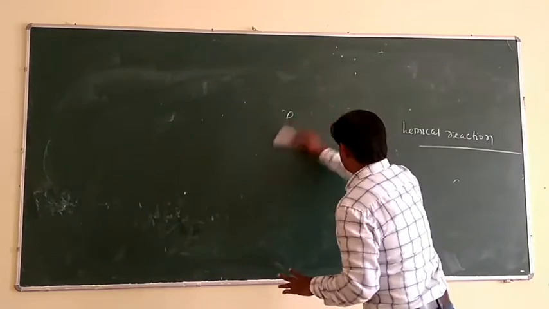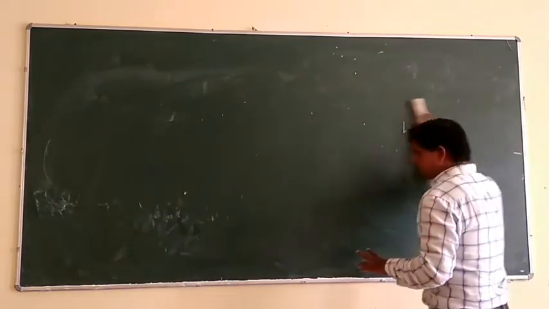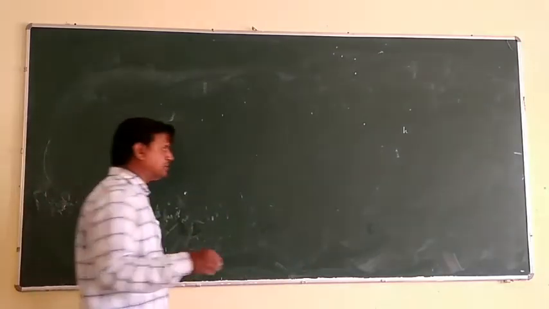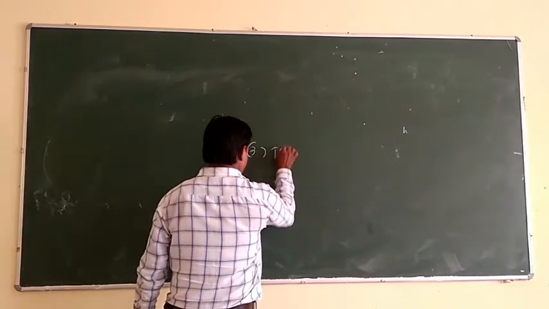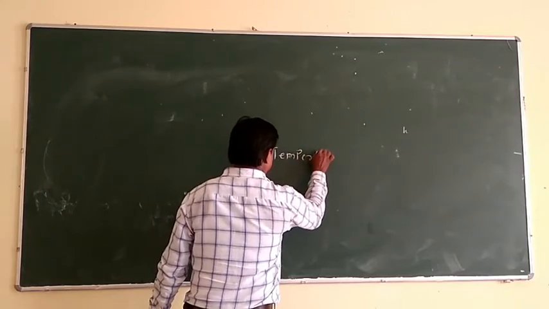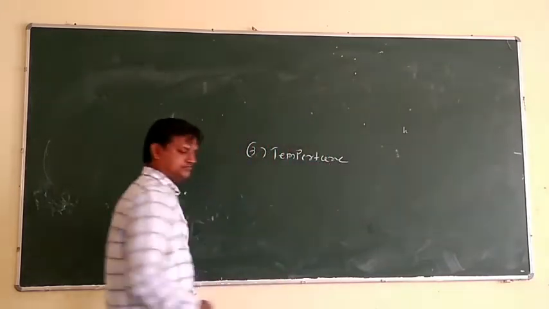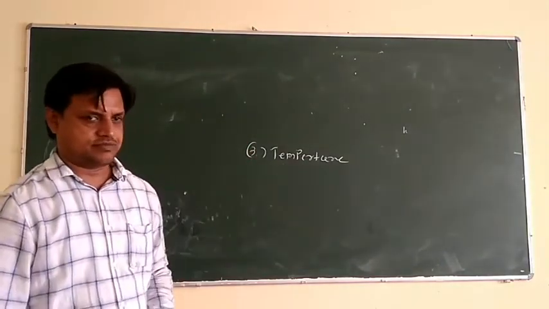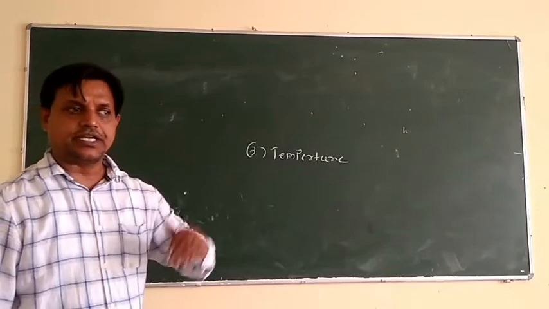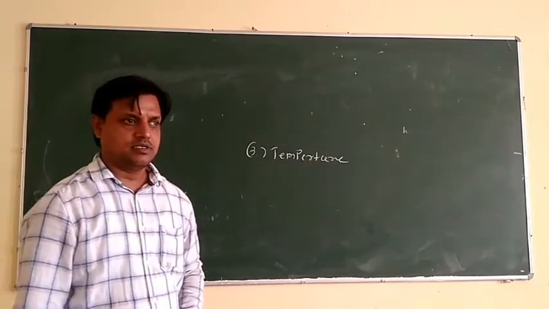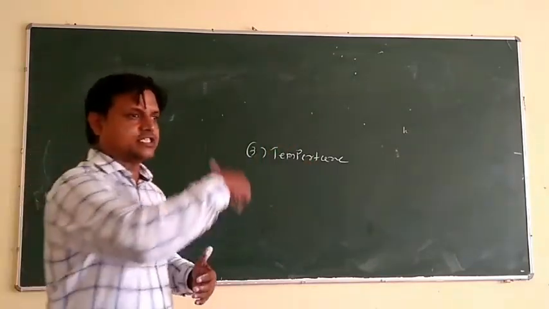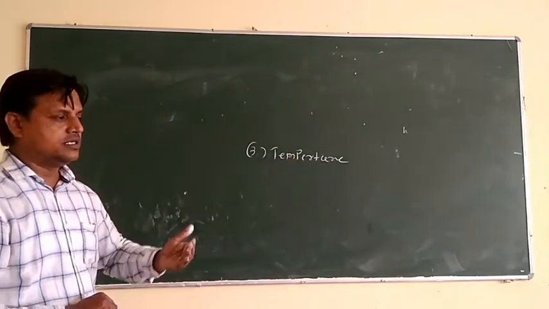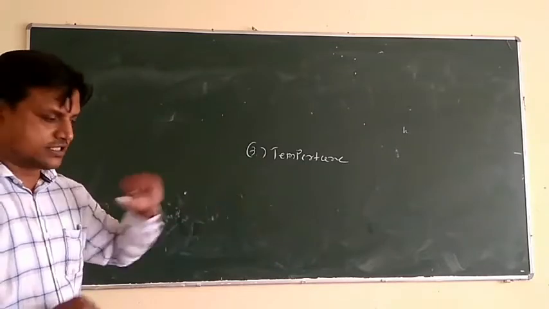Number 1 parameter, we discussed the nature of reactant. Number 2 parameter, the concentration of reactant. Number 3 parameter is temperature. So, how does temperature affect the rate of a chemical reaction? How does increasing temperature change the rate of a chemical reaction? How does decreasing temperature change the rate of a chemical reaction?